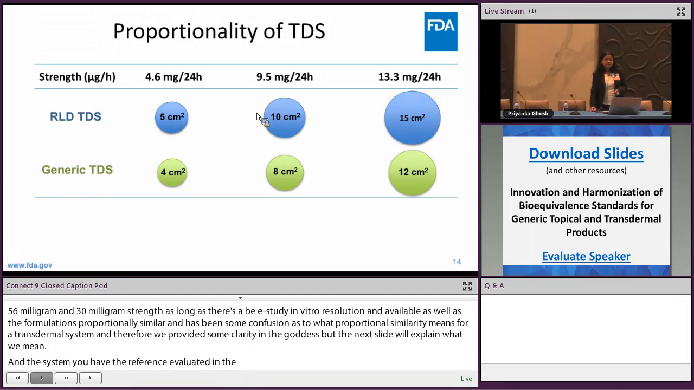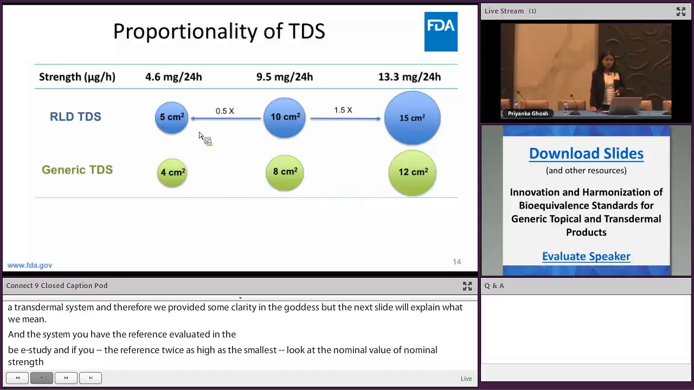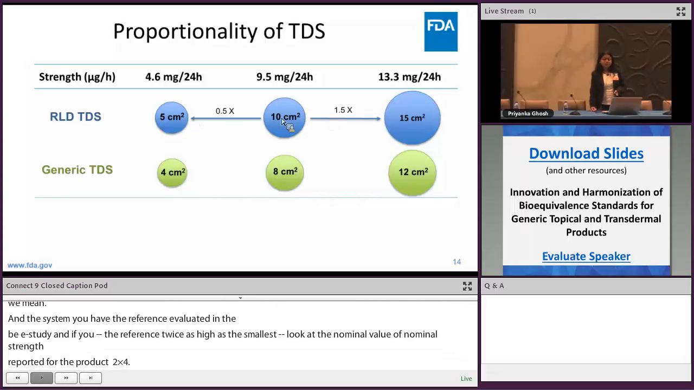So when you design your reference product, we encourage you to look at the ratio of the active surface area between the different strengths of the reference products, and design your generic product accordingly. So again, proportionality should be based on the ratio of the active surface area among the different strengths of the product, and not on the nominal strength when these two values are different.